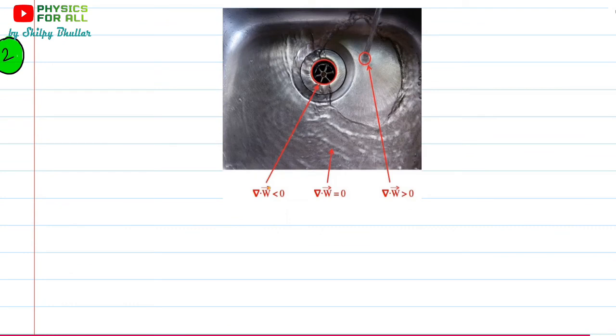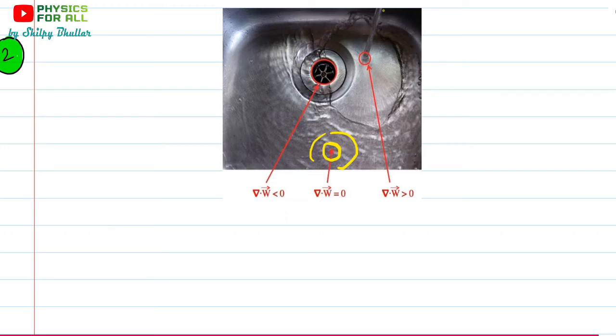Here you can also see another example. Someone has tried this, I just got this picture from Google and it is also explaining it really nicely. You can see this portion here. You are not seeing any source, no sink, because water is just flowing normally. So if you consider a particular portion, whatever amount of water is entering this portion, the same amount is going out. So this is the case of zero divergence.